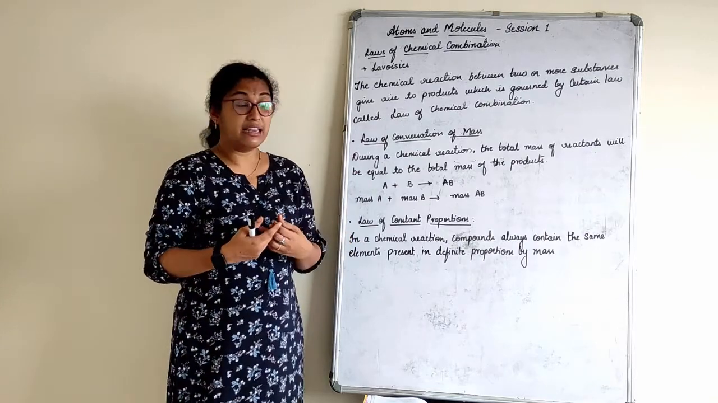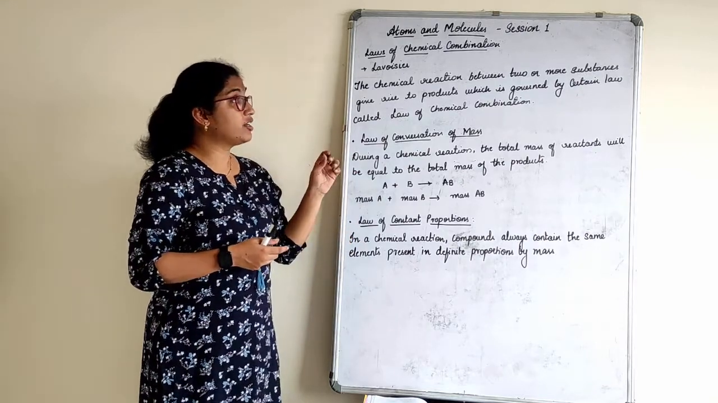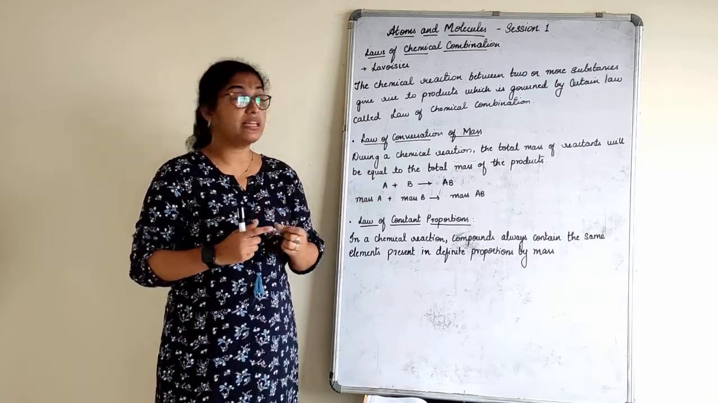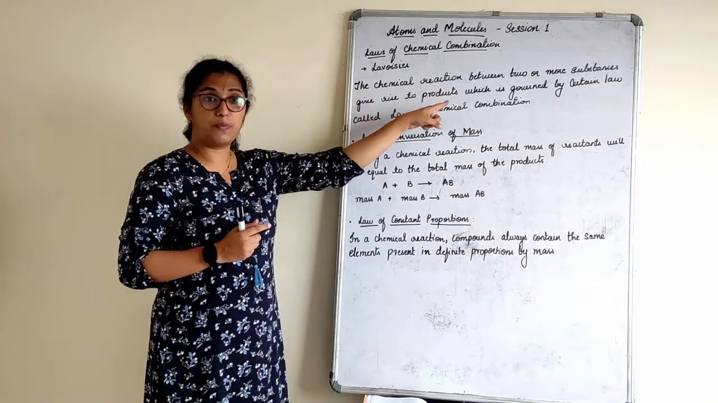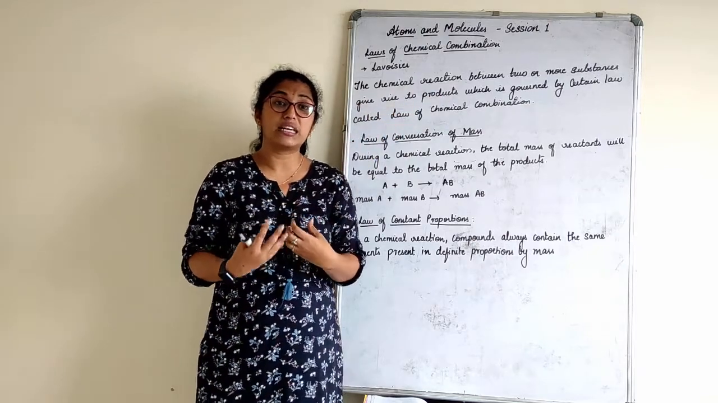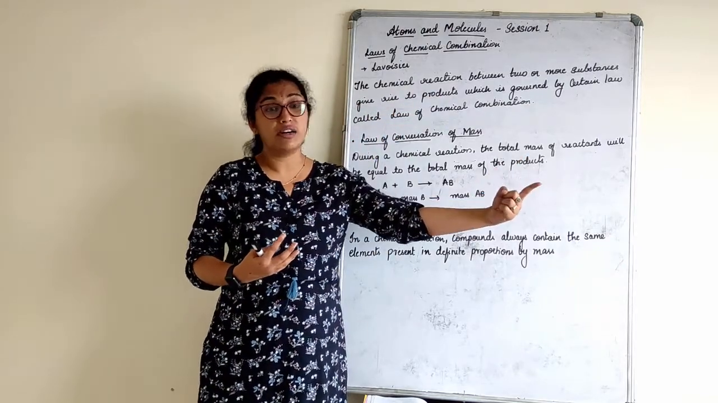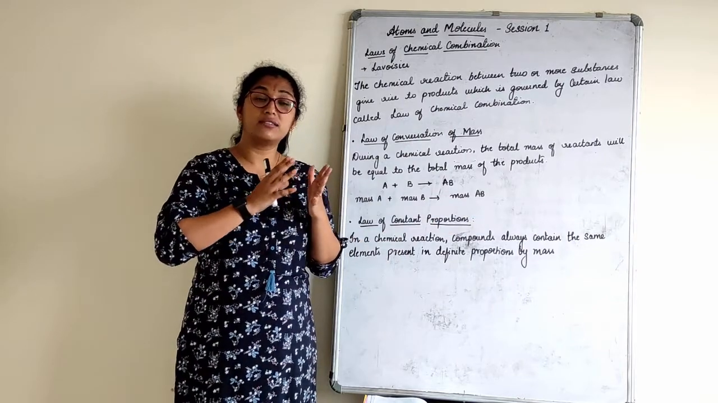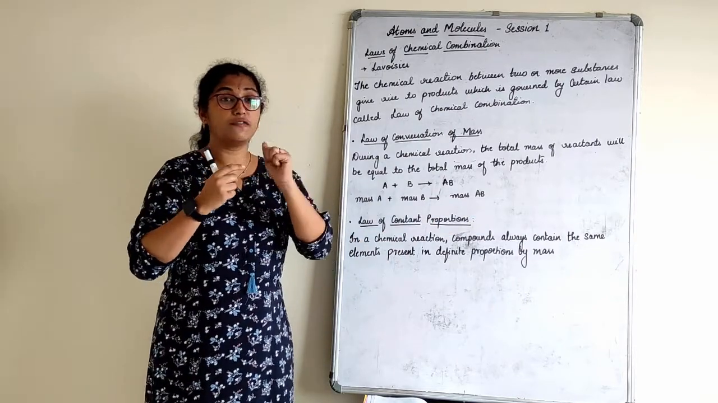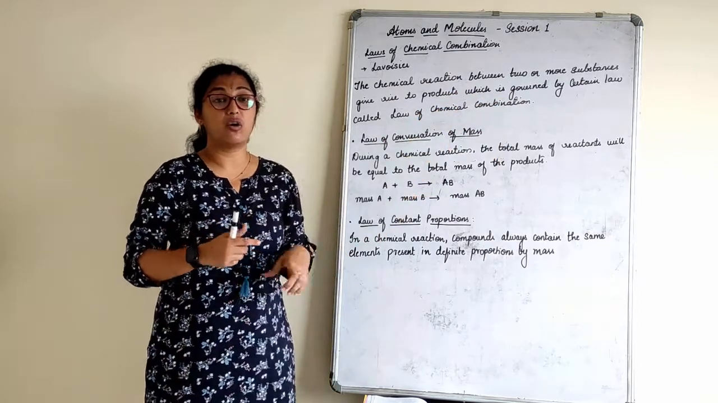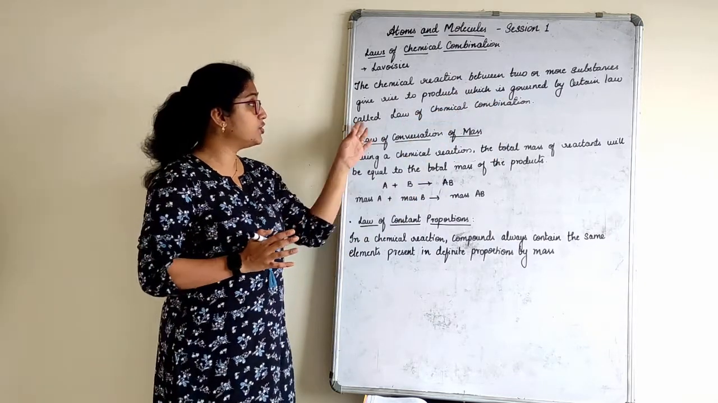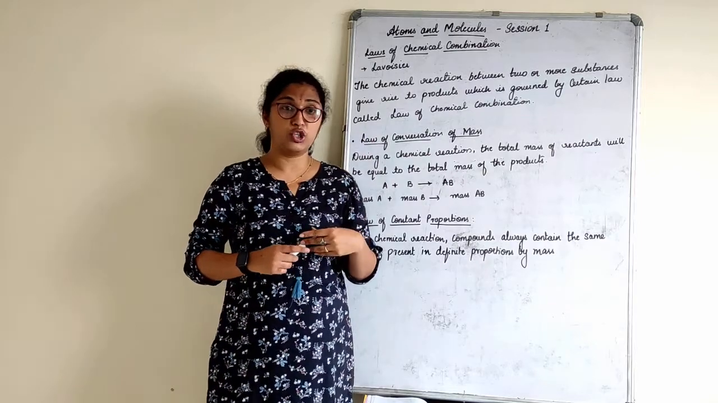So what does it tell us? Here is a chemical reaction. What reaction is happening between two or more substances which give rise to a product? When two or more substances combine, it gives rise to a third product. That third product is nothing but a combination of these two, right? It is governed by certain laws, which are called the laws of chemical combination.